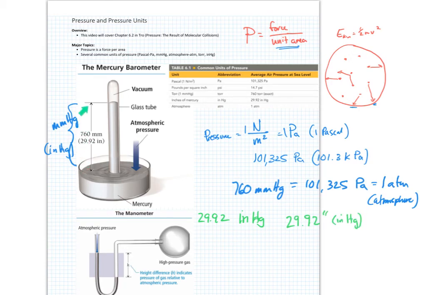They've just measured this column height, instead of in millimeters, in inches. So that is 1 atmosphere in inches of mercury, 29.92.